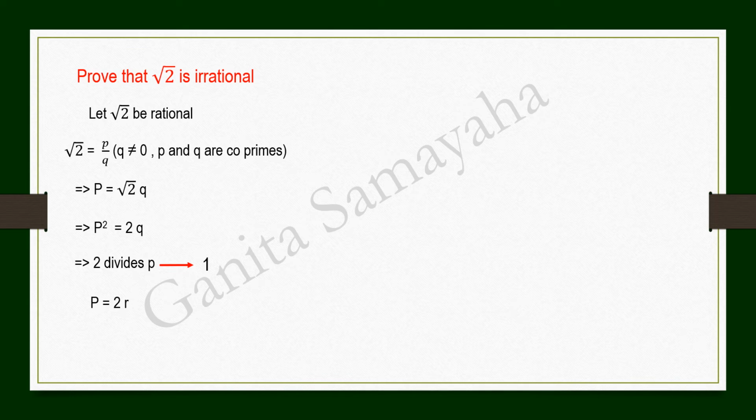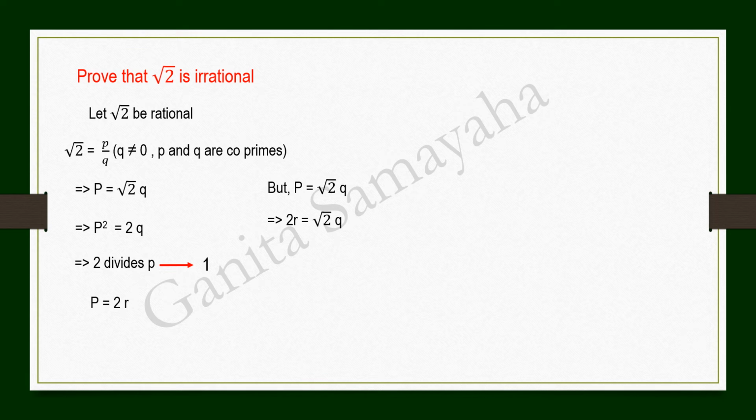Okay. Now, we have arrived at the result that P is equal to 2R. But what is P equal to? Root 2 into Q. So, we will substitute P as 2R in this equation. Okay. But P is equal to root 2 into Q, which means that 2R is equal to root 2 into Q.